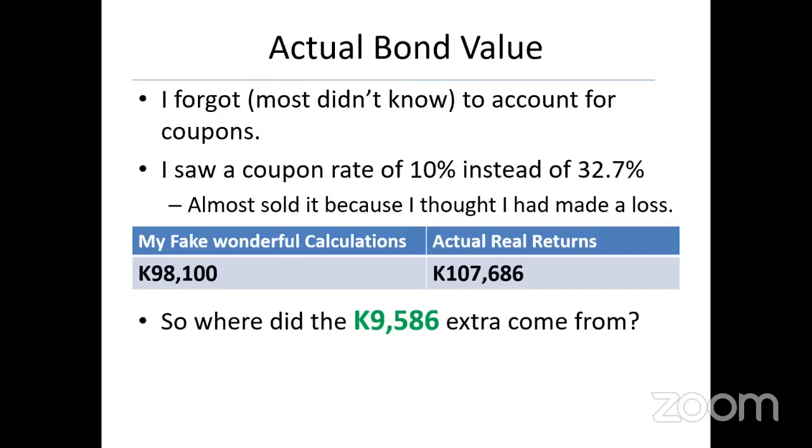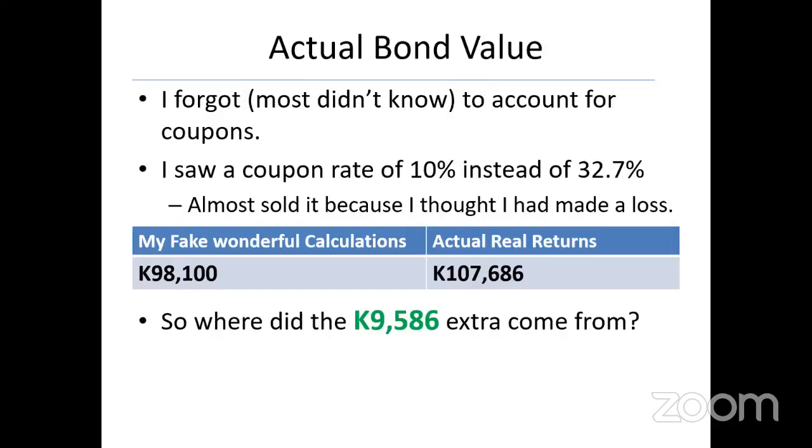But then I was scared because I saw a coupon interest of 10%. I was like confused. I was like, wait, on the website it was 32.7%. Now how has it reduced all of a sudden to like 10%? Because I didn't know what coupons were, and I didn't know that you get paid two ways in bonds. You're going to get the discount interest, and then you're going to get the coupon interest.